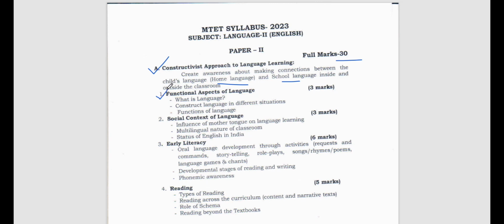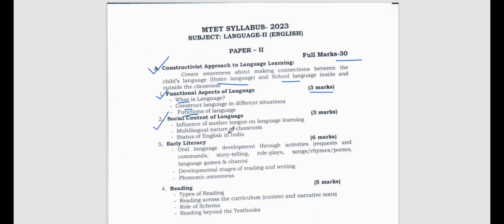That is part A, functional aspects of language. So what is a language? We have to understand what a language is. Then we have to understand how to construct language in different situations, when we are given different situations. Then functions of language. So you need to remember three important things: what is a language, how to construct the language, and what are the functions of the language. These three things you need to know, and this will come for 3 marks. All right, let's see the next one.